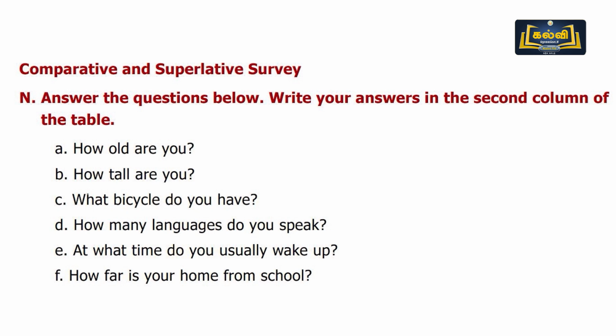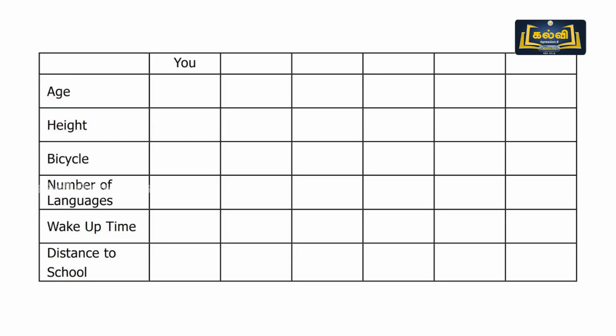Answer the questions below. Write your answer in the second column of the table. How old are you? How tall are you? What bicycle do you have? How many languages do you speak? At what time do you usually wake up? How far is your home from school? So, here 6 questions are given. You should answer these questions and fill in this given tabular column.